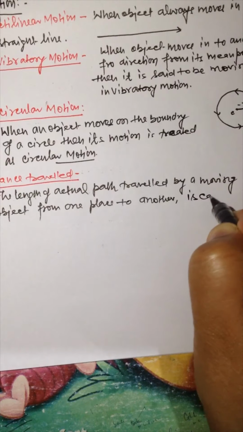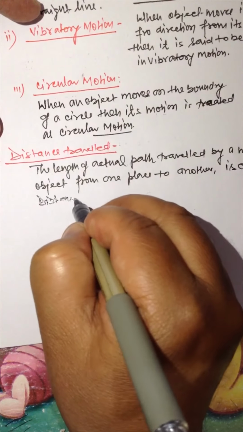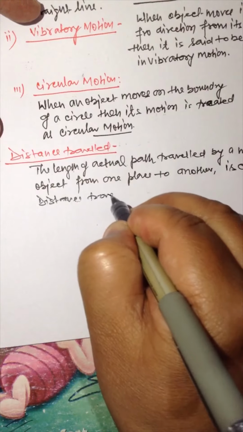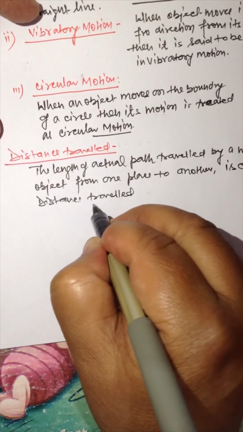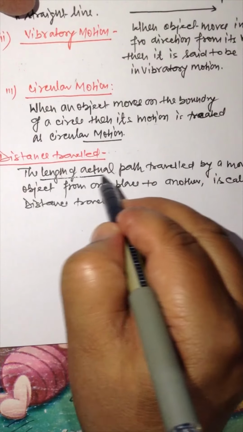Is called distance traveled. Distance traveled, it is the length of actual path actually covered.